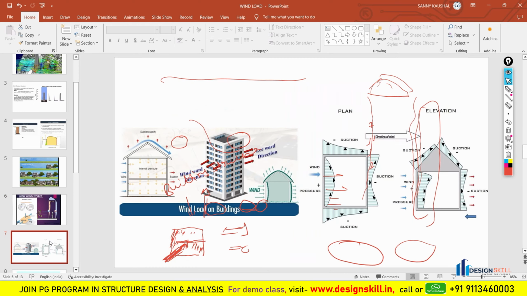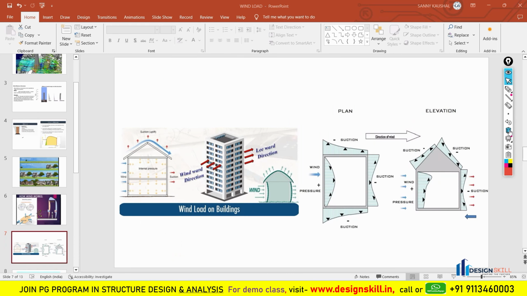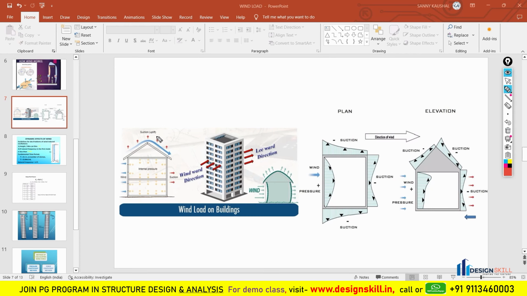This slide also explains the same thing: how the windward direction and leeward direction work, and how the high pressure and the low pressure are created. Now the same thing is explained in this particular diagram also. If you look at this diagram, you will find that this is the elevation and the wind is applied in this direction. So the positive pressure is created here. I will call this the positive pressure, and just at the rear of it, or we can say just opposite of it, there will be a negative pressure here. I will call this the negative pressure.